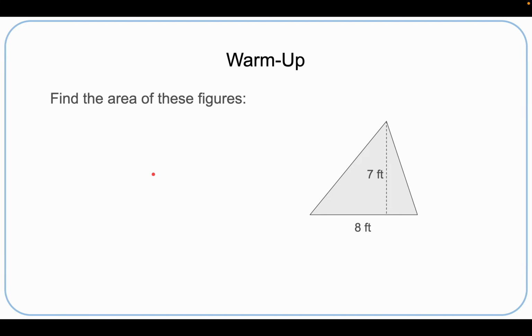Okay, and our area for a triangle is 1/2 of base times height. So here we would have 8 times 7. Our base is 8, our height is 7, and then we would divide by 2, and that would give us 28, and our units are square feet. It's 28 square feet.